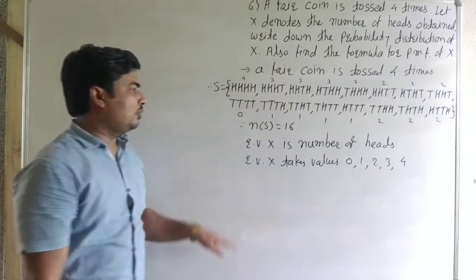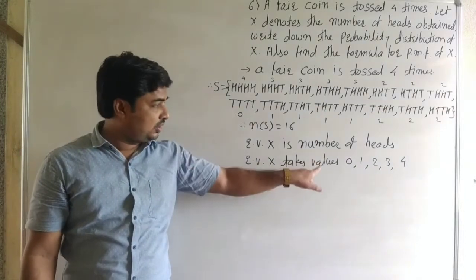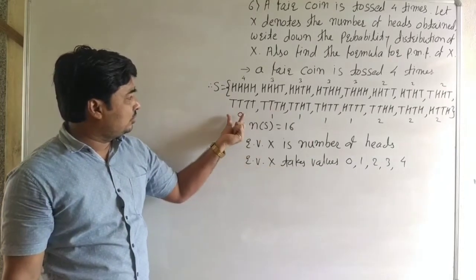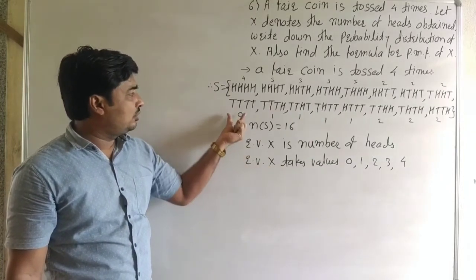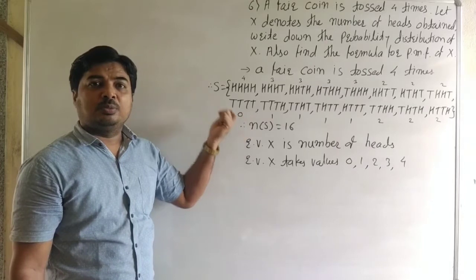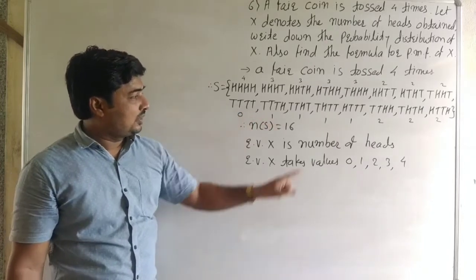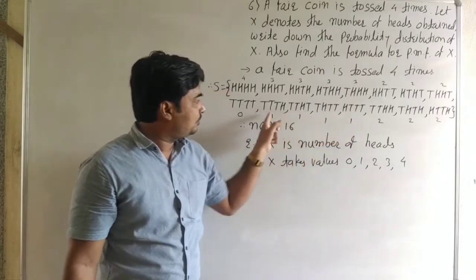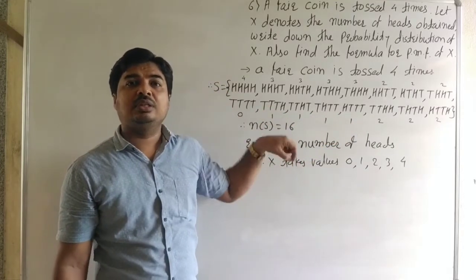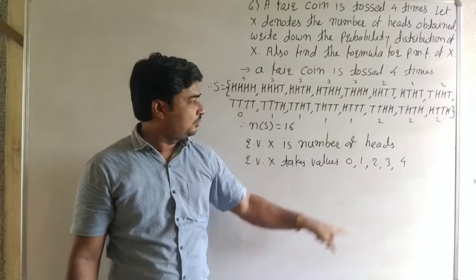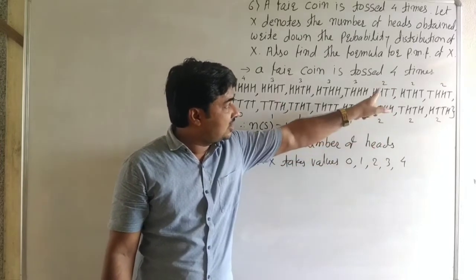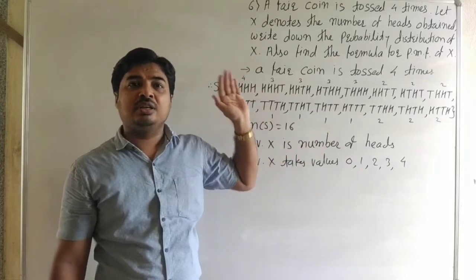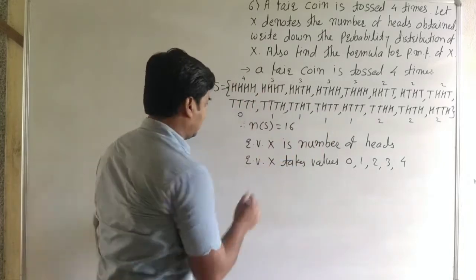Now we want to find the probability distribution of this random variable. When X is equal to 0, that is, the number of heads is 0, there is 1 case, therefore the probability is 1 by 16. When X is equal to 1, that means 1 head occurs 4 times, so the probability of X equal to 1 is 4 by 16. For 2 heads, there are 6 cases, so the probability of X equal to 2 is 6 by 16. Okay, we write the probability distribution.